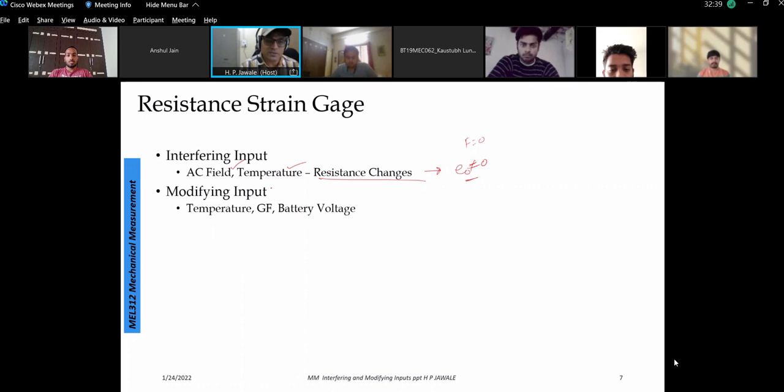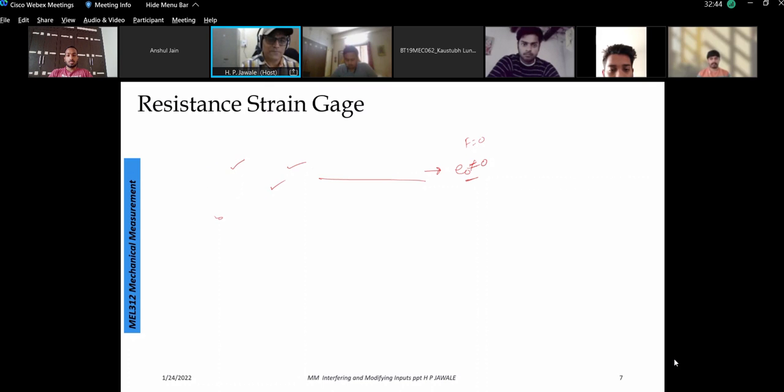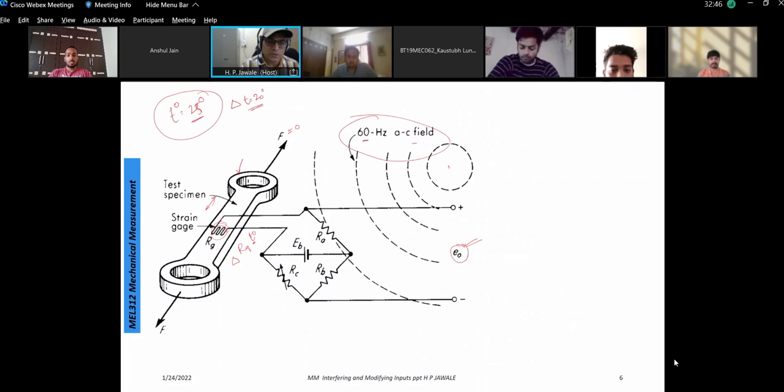Then likewise there is a modifying input. Now how is it modifying? Say the change in the temperature. Change in the temperature is going to give the expansion. Let us understand this. Because of the elevation in temperature, there will be change in the length, L, of the wire.